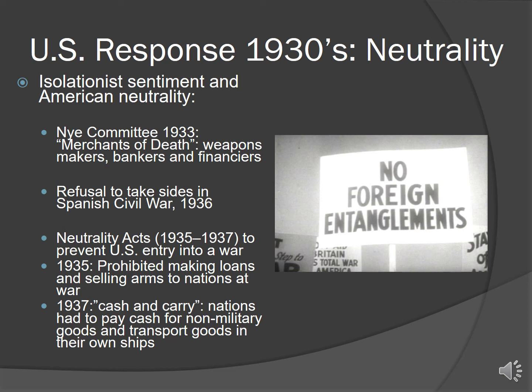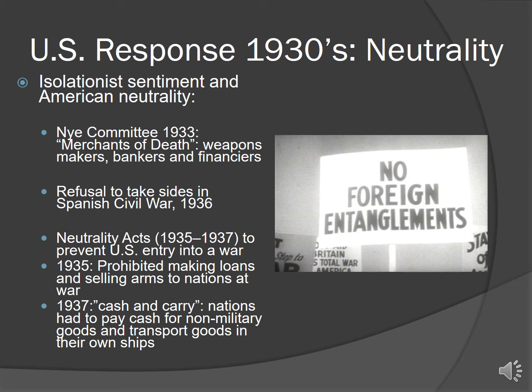So the Nye Committee, the refusal to take sides in the Spanish Civil War, but as things start to heat up in Europe, with the buildup of the Nazi Party and the growing aggression and expansion of territory by the Italians, the United States felt the need to pass some acts of Congress to clarify our position, and these are known as the Neutrality Acts. There are two of them, one in 1935 and one in 1937. The first one in 1935 very simply prohibited making loans and selling arms to nations at war. So if you were at war, the United States was not going to sell you weapons, and we were not going to give you loans.